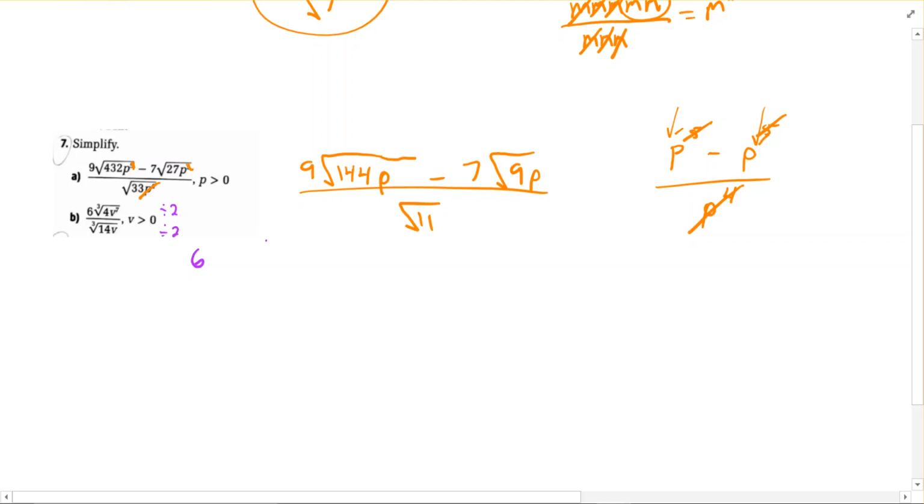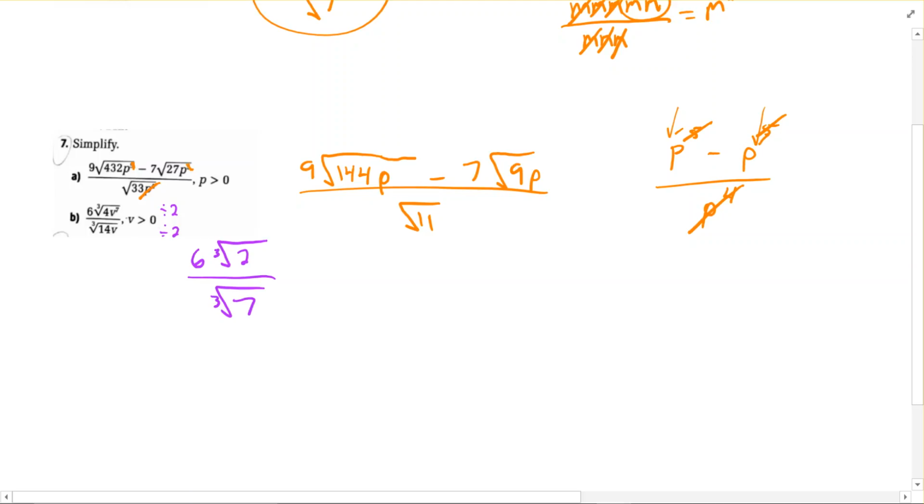So we have the cube root. 4 divided by 2 was 2. That's going to be over 14 divided by 2, which was 7.